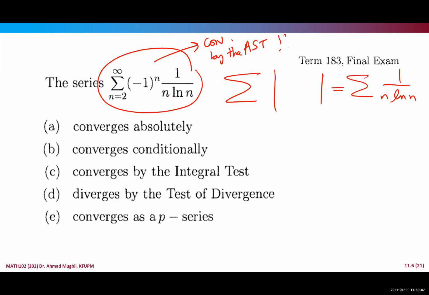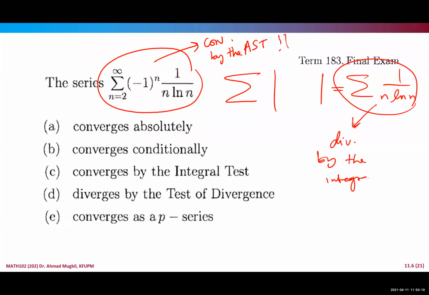Check that, please, Shabab. Now, let's see the absolute value series. This series is divergent by the integral test. Check that, please. So the series of the absolute value is divergent, and the original one is convergent.